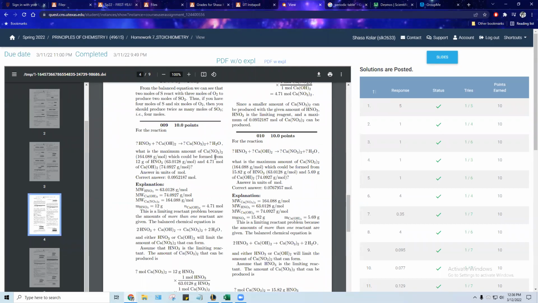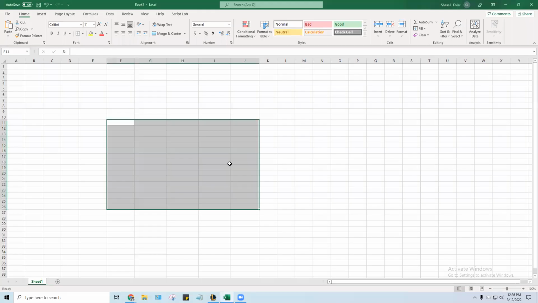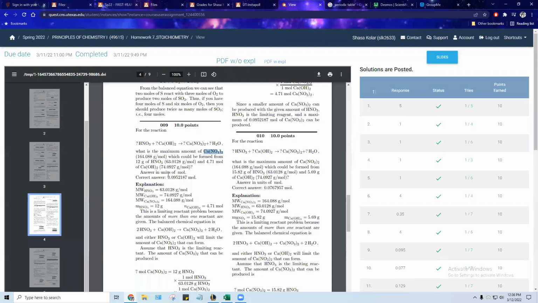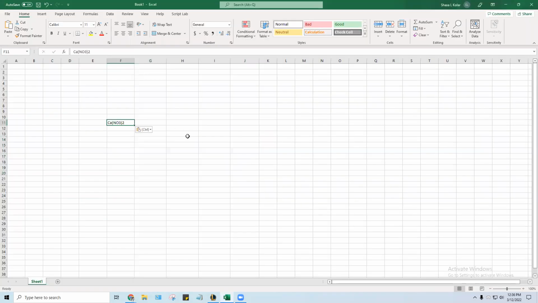Okay, so the ammonia could be formed. So our end goal is to get this. Go ahead and copy this. So our end goal is this. We want this. How many? And it's asking for moles, which we form with 12 grams of HNO3. So we have 12 grams. That's our end goal in moles. So just type mole there.